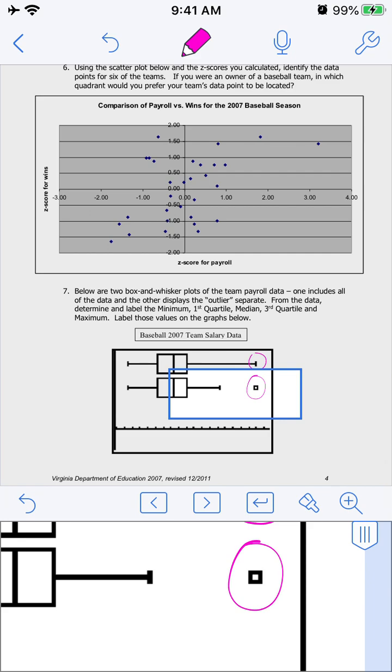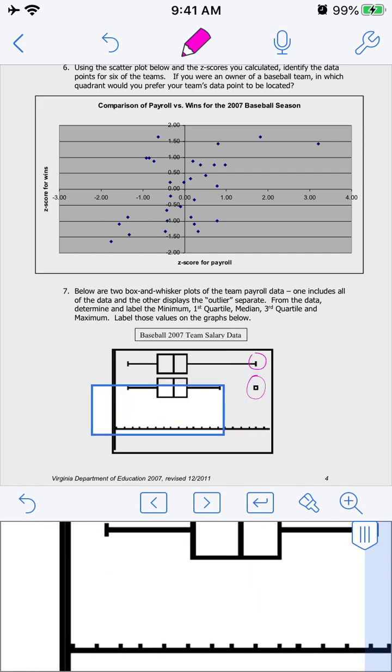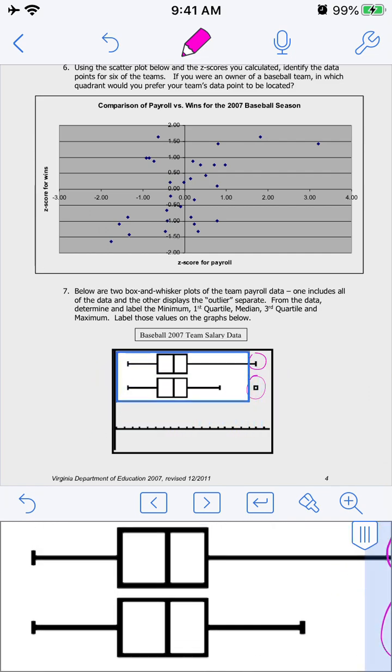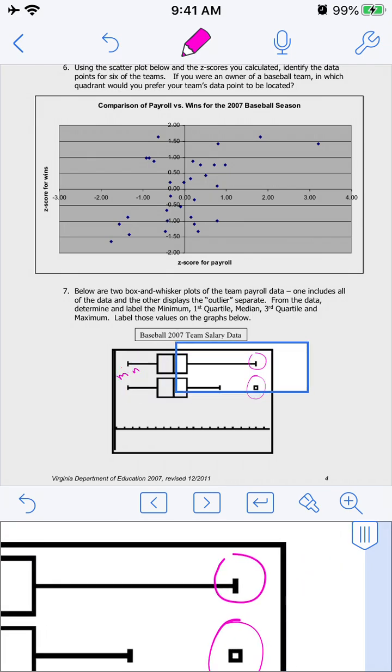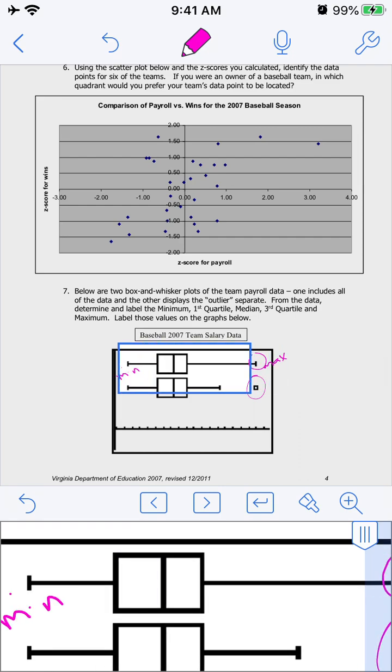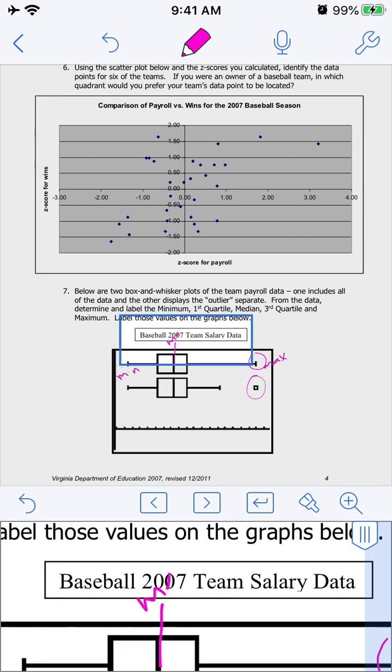From the data, determine and label the minimum, first quartile, median, third quartile, and maximum. 3 of these shouldn't be too hard to figure out: minimum, maximum, median. But let's go ahead and label those. This is the minimum, meaning the smallest value. This would be the maximum, meaning the largest value. Super complicated. And then right here in the middle of the box, you get the median. I'm not writing them below because you're actually going to put in some data there. I'm just labeling them for you.